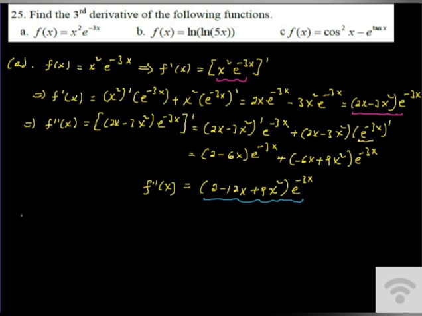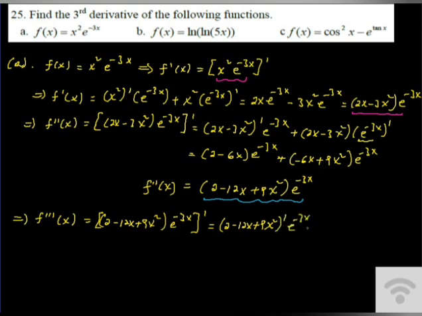So now the question is the third derivative. The third derivative of this function will be obtained by differentiating the second derivative. So it becomes 2 minus 12x plus 9x squared times e to the power of minus 3x. Okay, here we apply product rule for differentiation. So when we use product rule, what do we get? 2 minus 12x plus 9x squared derivative times e to the power of minus 3x plus 2 minus 12x plus 9x squared times the derivative of e to the power of minus 3x. Okay, so what does this become? Minus 12 plus 18x times e to the power of minus 3x.